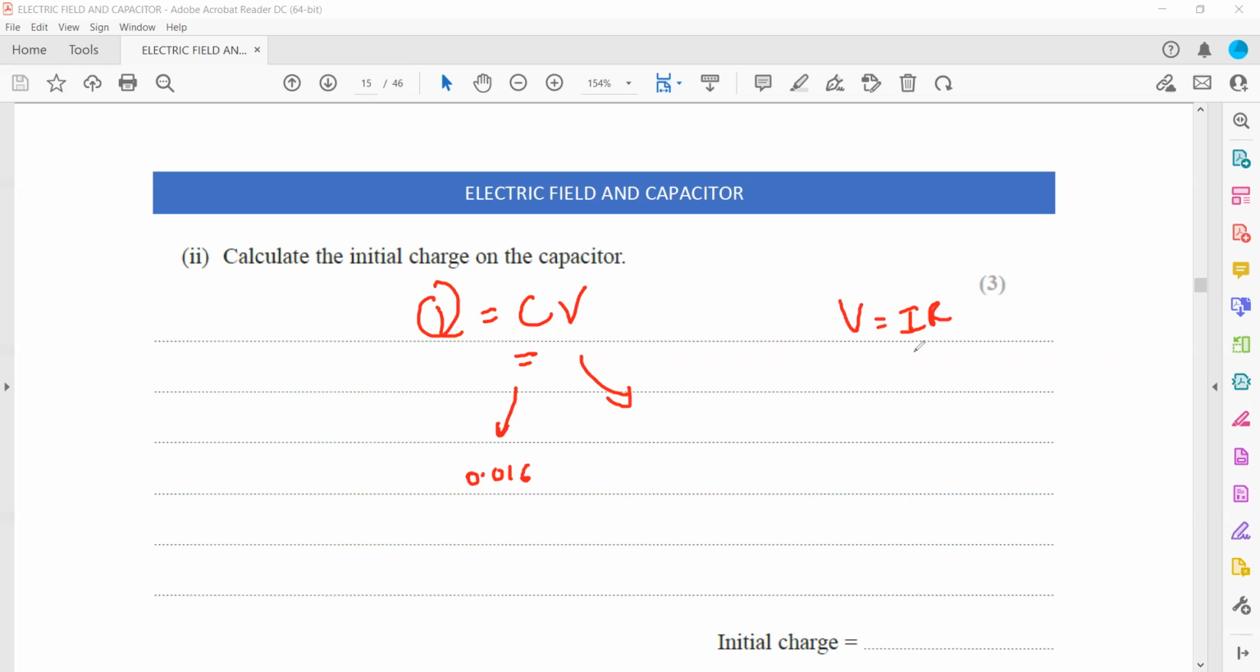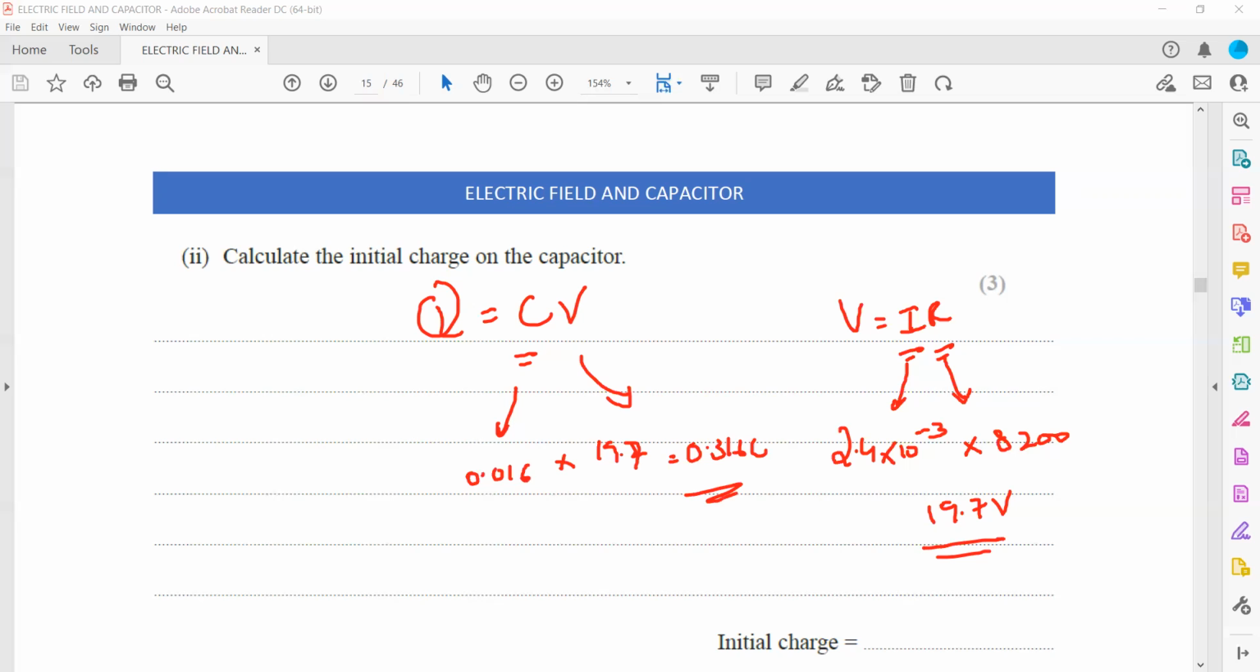V equals IR, where I is the initial current and R is the resistance through which the capacitor is discharging. The initial current was 2.4 into 10 to the power minus 3, because it was in milliampere, and the resistance is 8,200. When we multiply them, the initial voltage across the capacitor is 19.7. So 19.7 is the voltage across the capacitor, and its capacitance from the previous part is 0.016. So the total initial charge equals 0.316 coulombs. That's the initial charge stored in the capacitor.